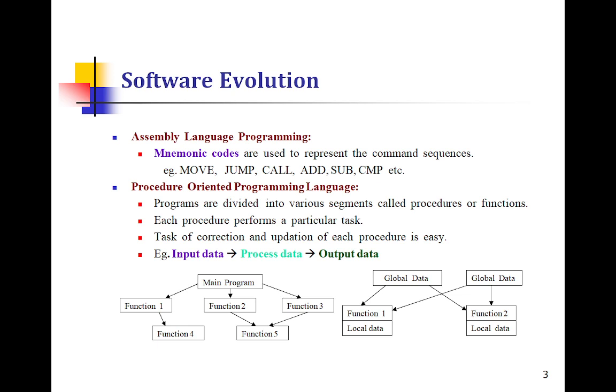Then the next one is assembly language programming. As we have discussed earlier, it uses mnemonic codes to represent the command sequence, like move, jump, call, add, sub, compare. These are all kinds of mnemonic codes. Here it performs different kinds of operations among the various registers we are using, and within the registers we store all the data.